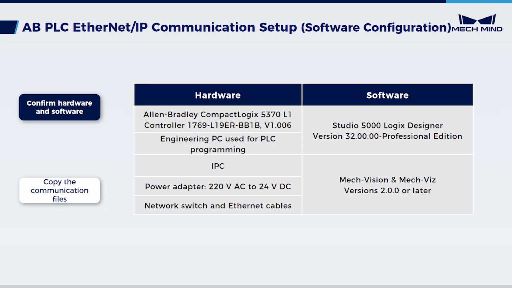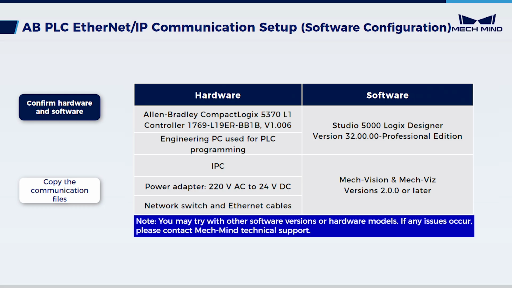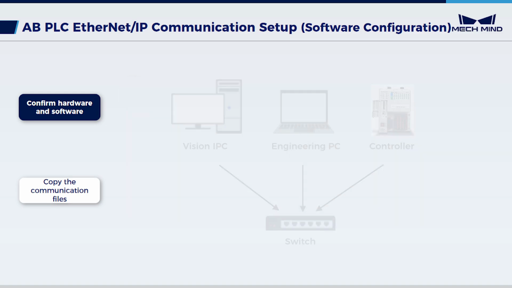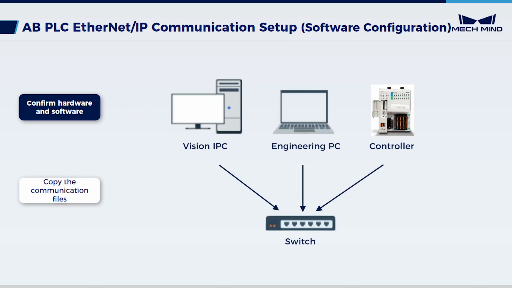Confirm that all required hardware and software are available. The versions and models shown in this video have been thoroughly tested and are recommended for use. When preparing software, pay attention to the installation locations. Then verify the hardware connections. Ensure the Vision IPC, Engineering PC, and controller are on the same subnet and connected to the same EtherNet switch. This ensures proper data exchange over the network.